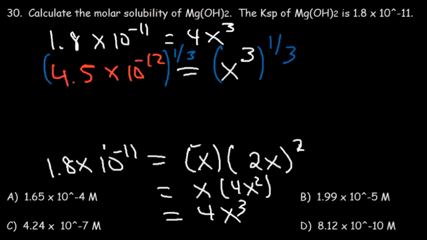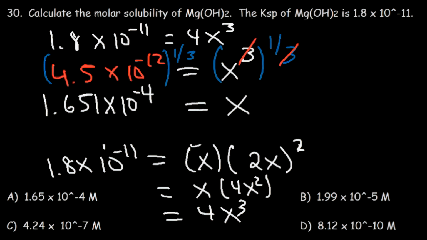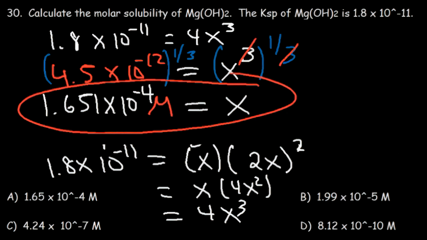So whenever you raise one exponent to another, you multiply it. So 3 times 1/3, the 3's cancel, so you get x to the first power, which is x. And the cube root of 4.5 times 10 to the minus 12 is about 1.651 times 10 to the negative 4. So this is the molar solubility of magnesium hydroxide. So that's the amount of magnesium hydroxide that is dissolved in a solution. So the answer for this problem is answer choice A.